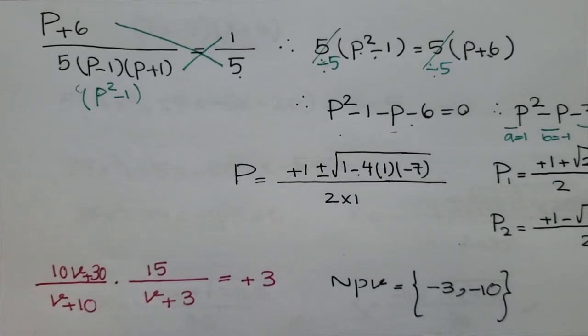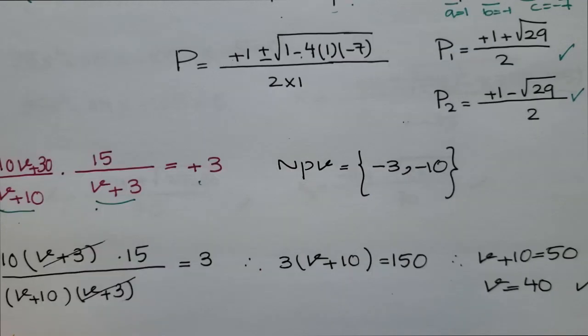Okay, let's do another rational equation. Here I have another two fractions, but they are multiplied and then equal to 3. So first of all, I start by defining the NPV. This fraction and this fraction should not be 0. So the NPV values are -3 and -10, because -10 makes this denominator 0, and -3 makes this denominator 0. So these are the restrictions, the non-permissible values.